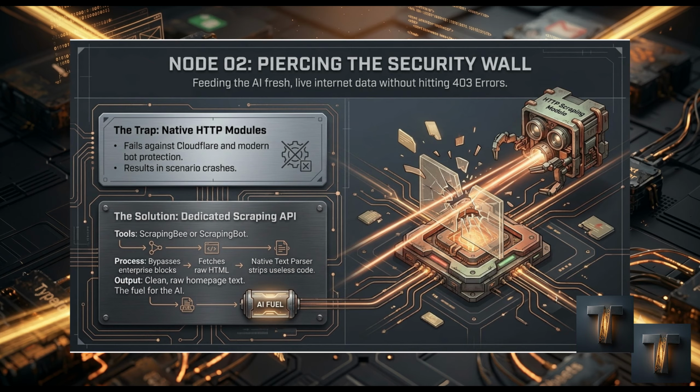Once the HTML content of the website is fetched, we use Make's native text parser to strip away the useless code and extract the clean, raw text from the homepage and the About Us page. This text is the fuel for our AI.